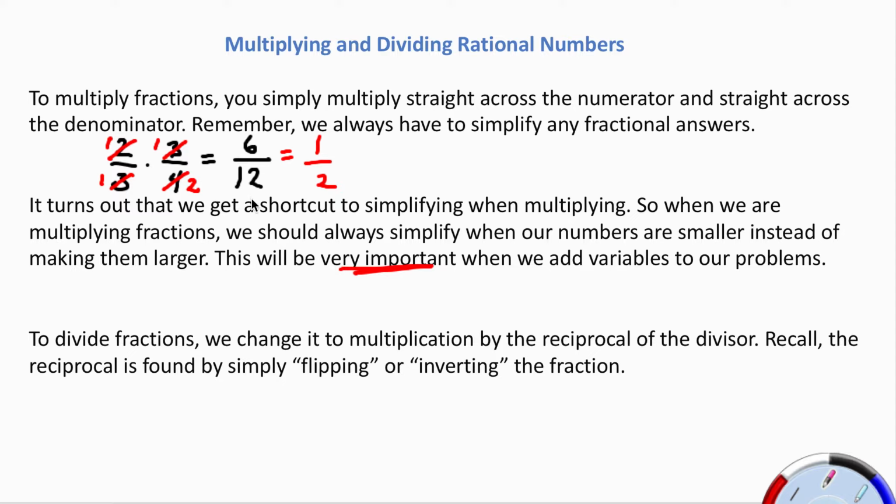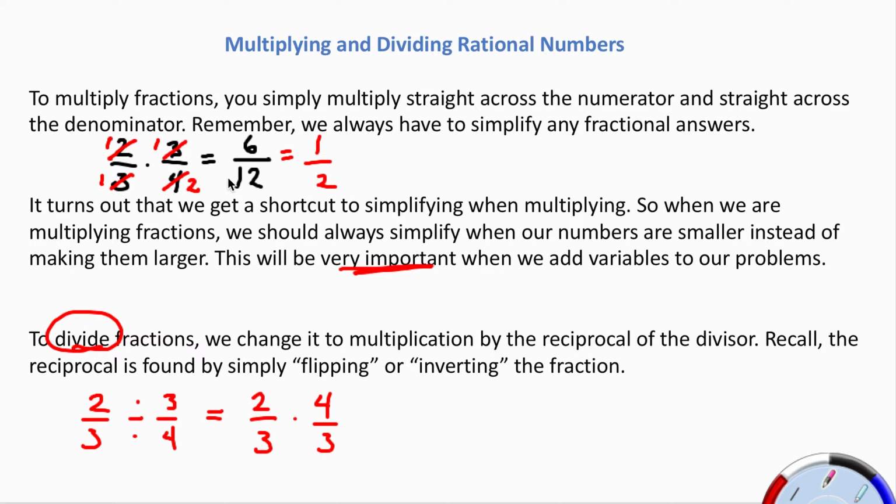Really important. Now, to divide fractions, we change it to multiplication by the reciprocal of the divisor. Recall that the reciprocal is found by flipping or inverting the fraction. So if this would have been 2/3 divided by 3/4, we're going to change it to multiplication by keeping the first one the same, change it to multiplication, and use the reciprocal. And then we finish by multiplying. So copy, dot, flip. That's for dividing.